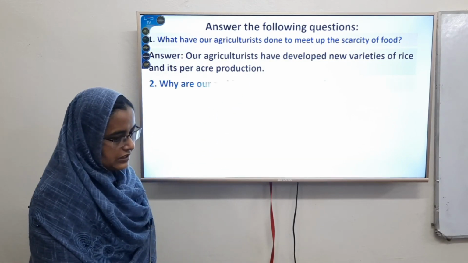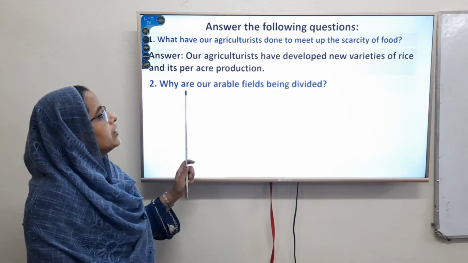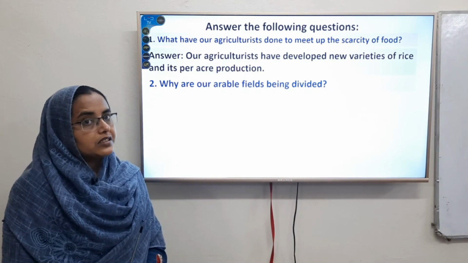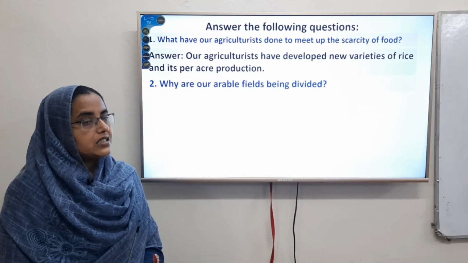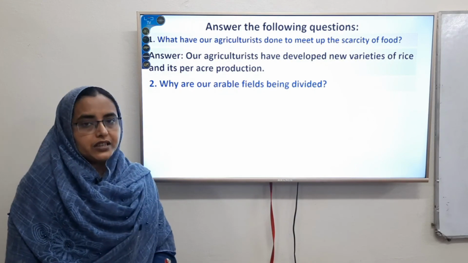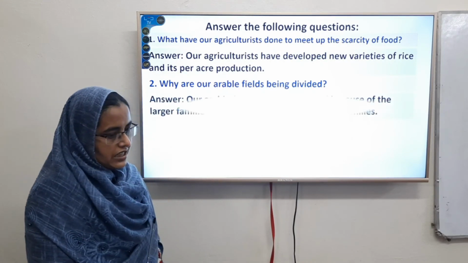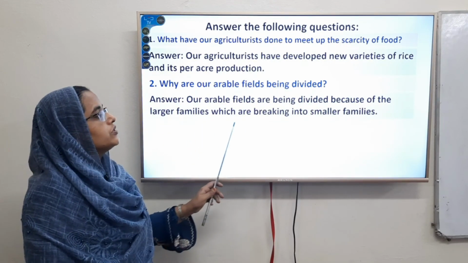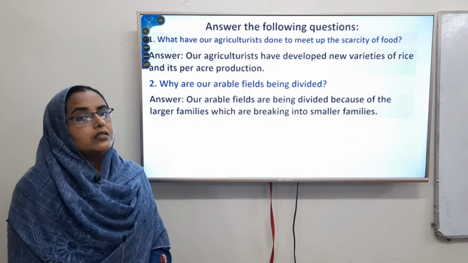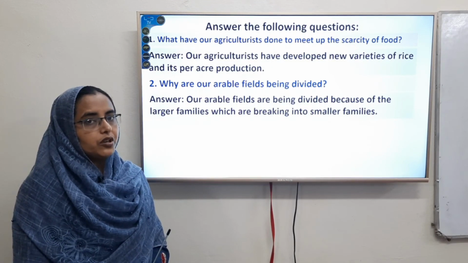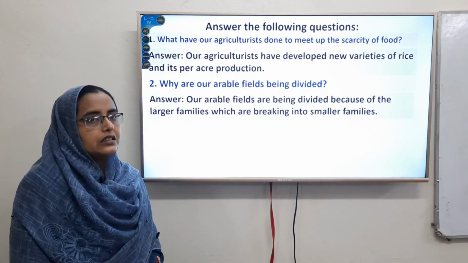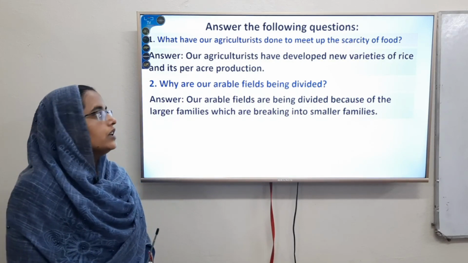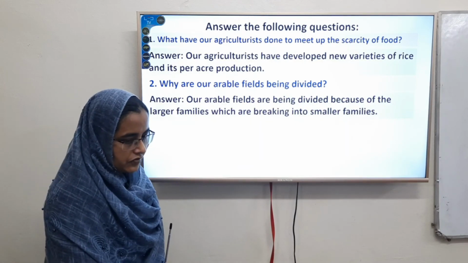Next question is here, why are our arable fields being divided? Learners, in part 2 we discussed this matter, that our arable fields are being divided. Why? Because larger families are breaking into smaller families. The large families become smaller and the smaller families need land to build their houses. That is why our arable lands are being divided.